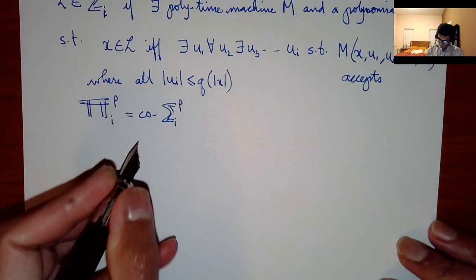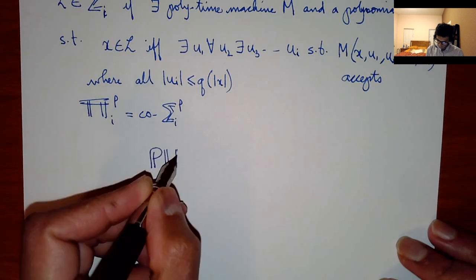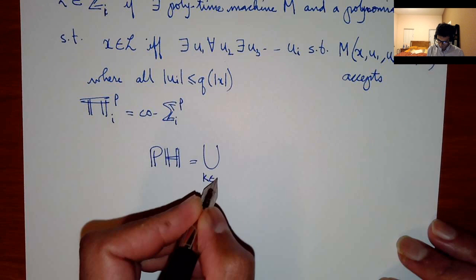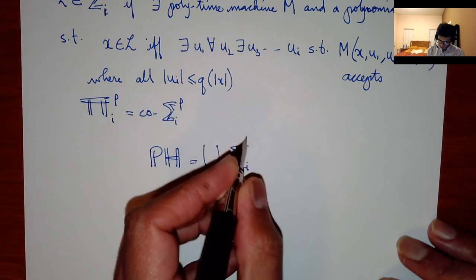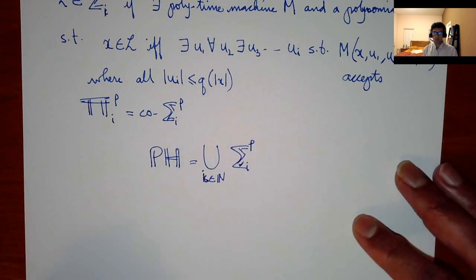And the polynomial hierarchy is just the union over all integers I of sigma I. That is the polynomial hierarchy.